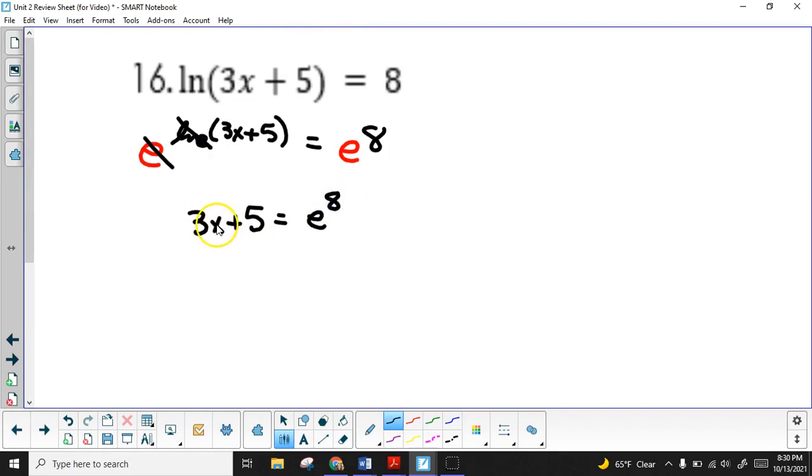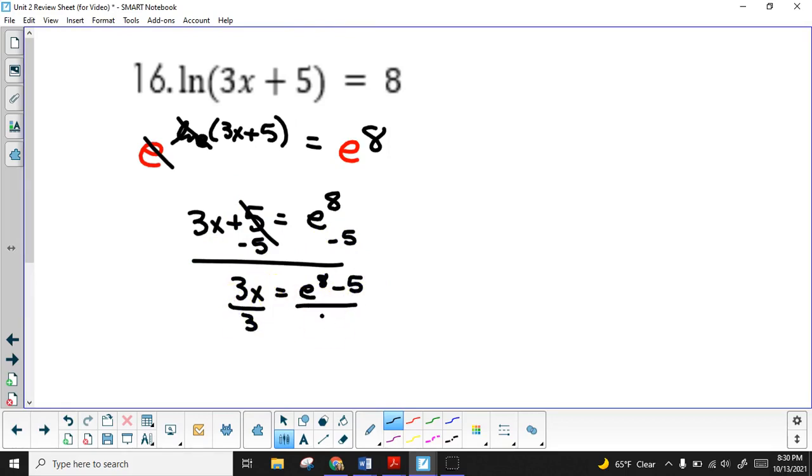Now we just need to get that x by itself, so we need to subtract 5 from both sides. That cancels out here. We get 3x equals e to the 8th minus 5. And then the last step to get that x by itself is to divide by 3. And so our answer here is that x equals e to the 8th minus 5, all divided by 3.